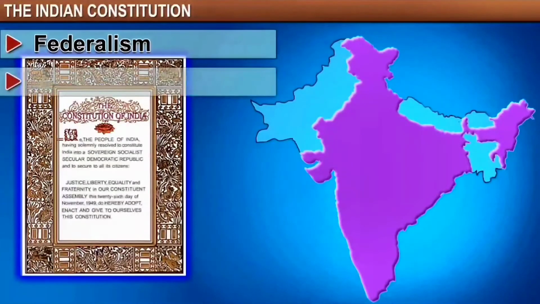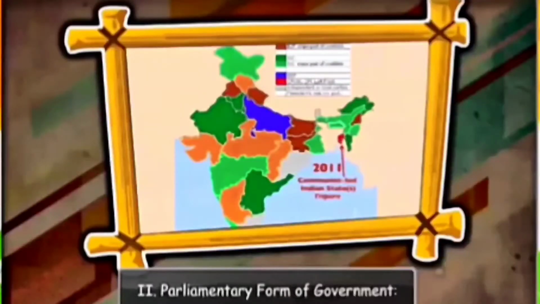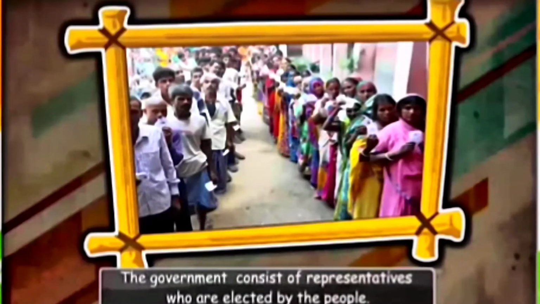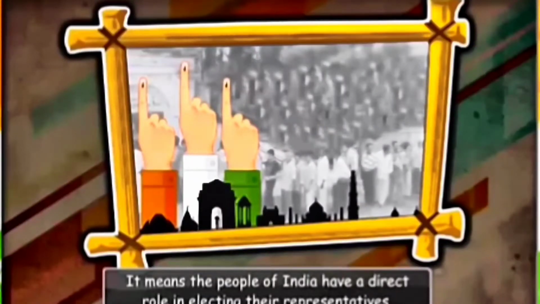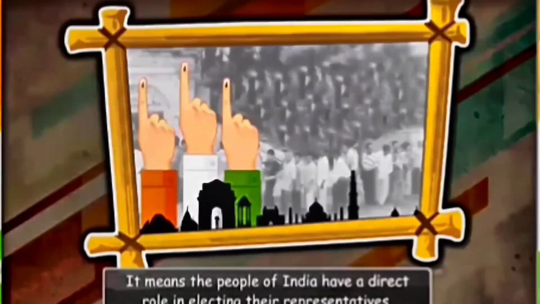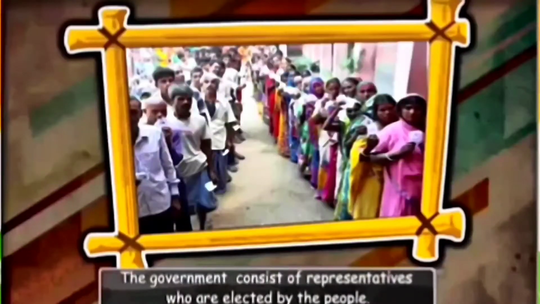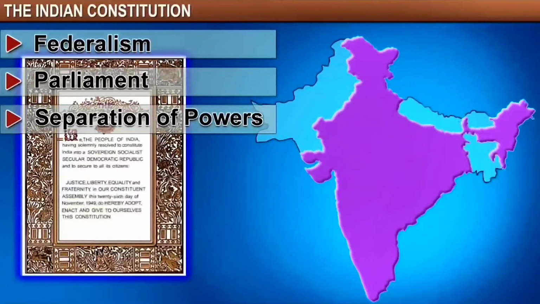Second key feature of constitution is parliamentary form of government. The government consists of representatives who are elected by the people. In a democratic country like India, all have right to vote, which is also known as universal adult suffrage. It means the people of India have a direct role in electing their representatives. So, above 18 years of age, all the citizens of the country have right to vote, which is also known as universal adult suffrage. The third feature is separation of powers.